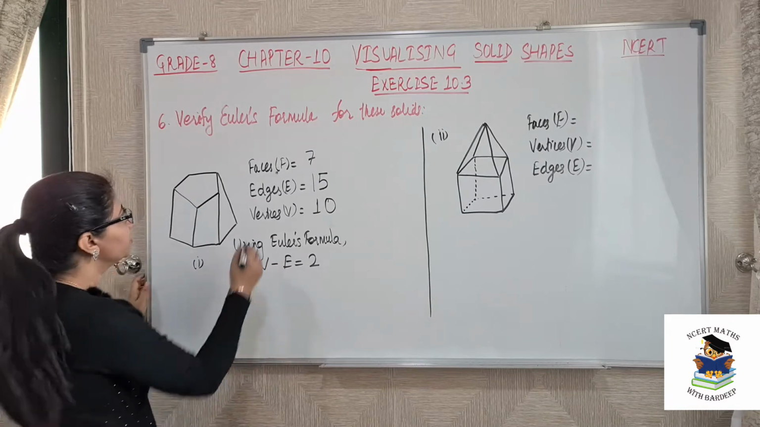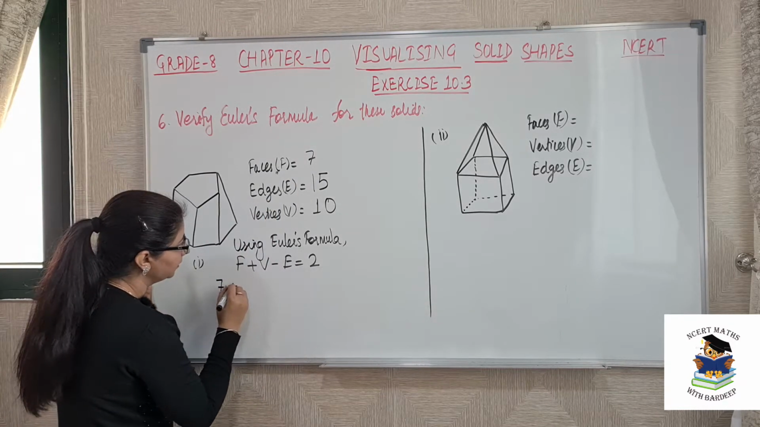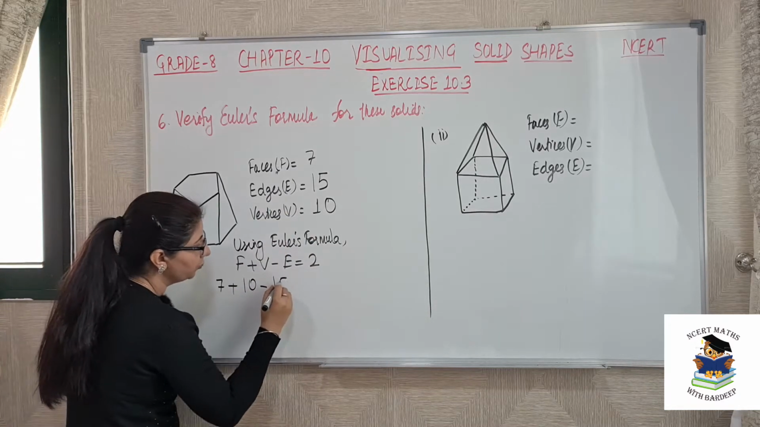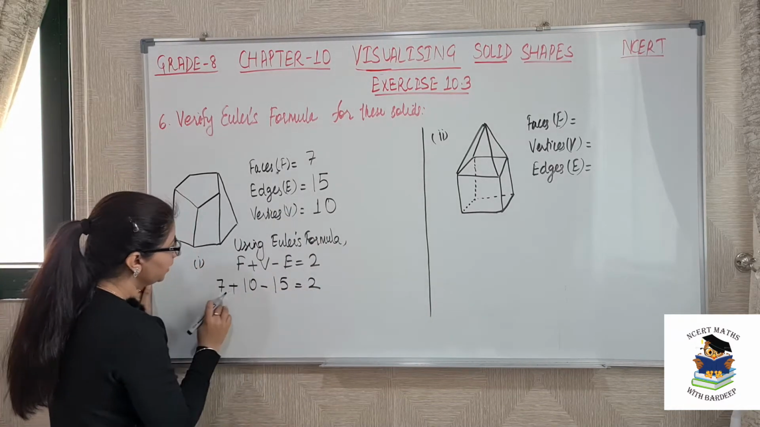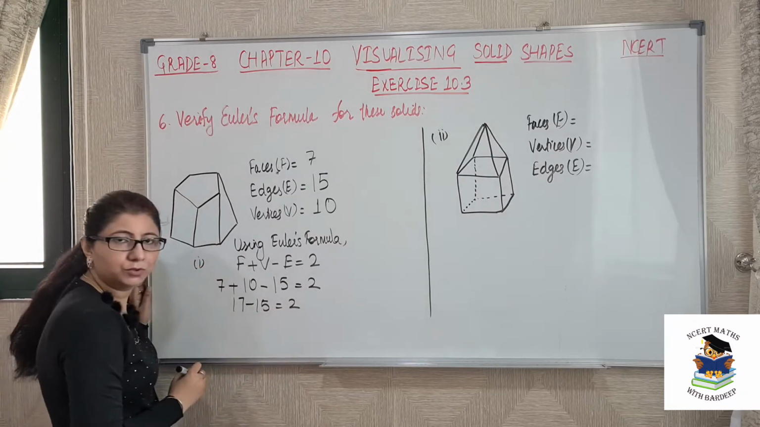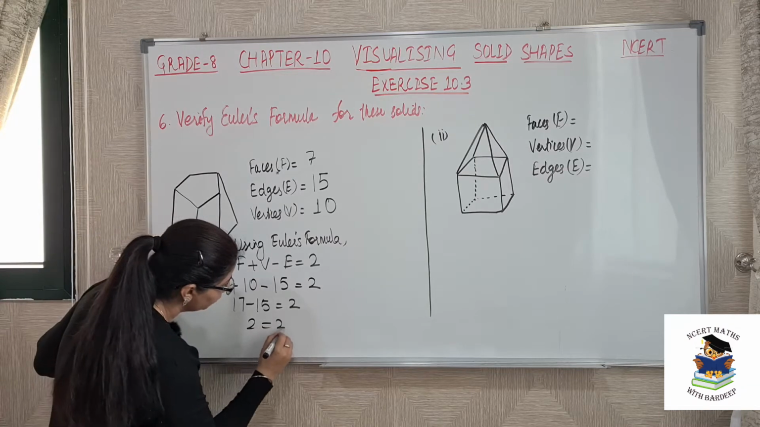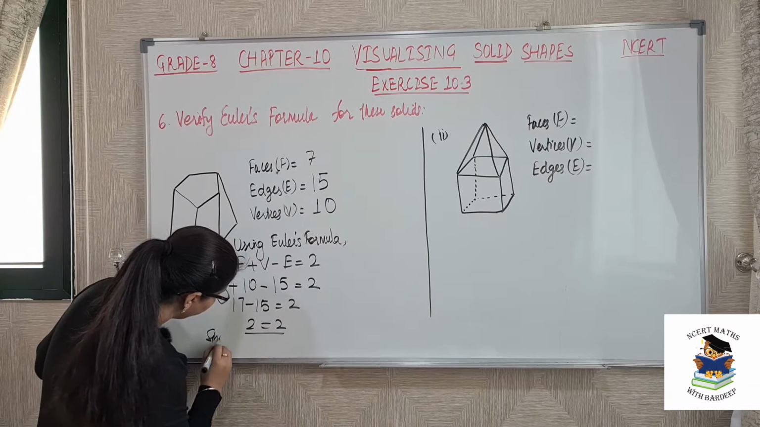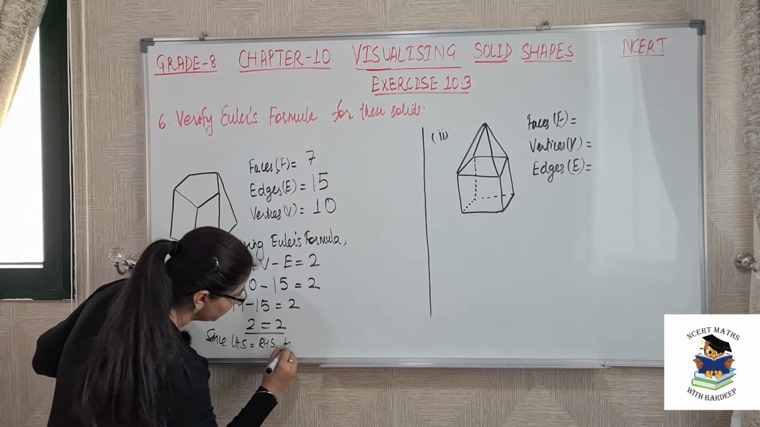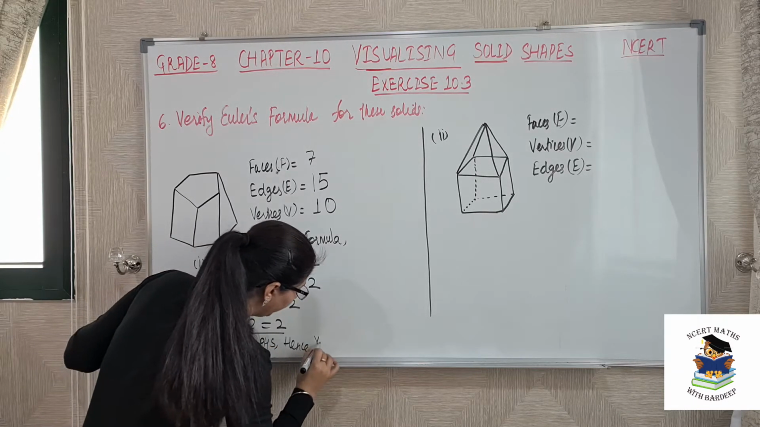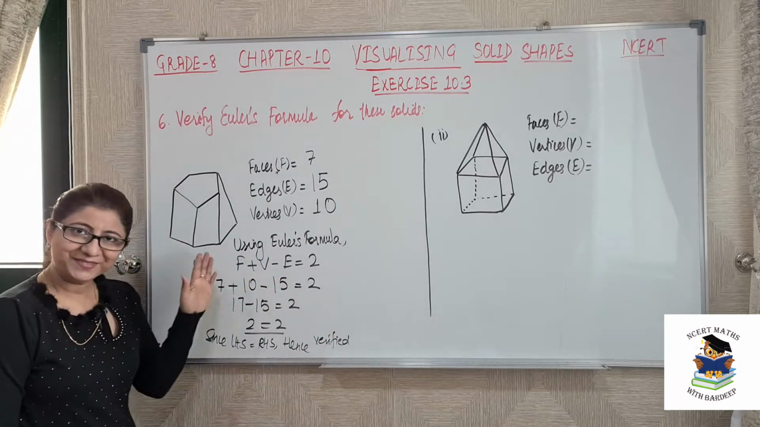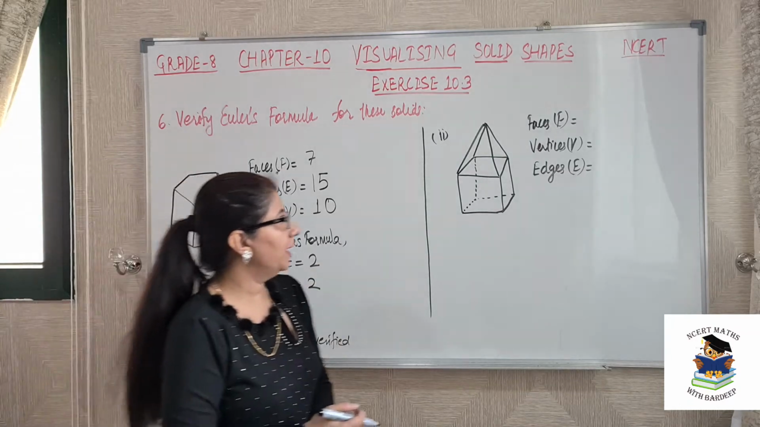So let's put here. So number of faces, that is 7. Vertices 10. Minus edges, so 15 should be equal to 2. 7 plus 10, 17, minus 15 is equal to 2. So this is 2 equals to 2. Since left hand side is equal to right hand side, hence verified. Okay, your left hand side value should be equal to your right hand side. Correct? So let's see the second part.